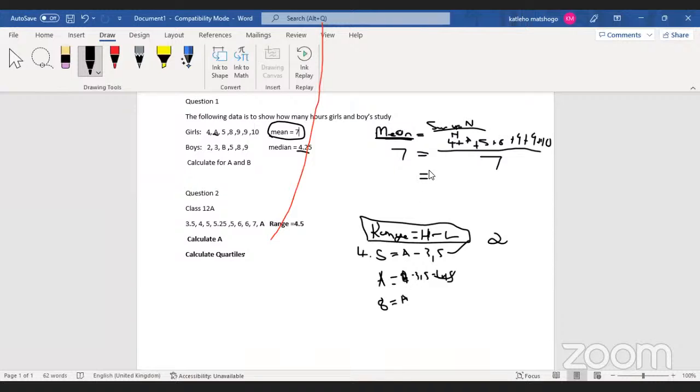Yes. So 7 is equal to the sum of numbers plus this thing. If you add all of these, what do they give us? 4 plus 5 plus 8 plus 9 plus, what did it give us? I get 45. It gave us 45 plus A, divided by 7 equals 7. This is our equation. This is what we have to solve for A.